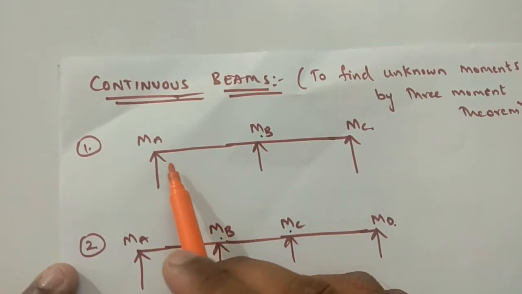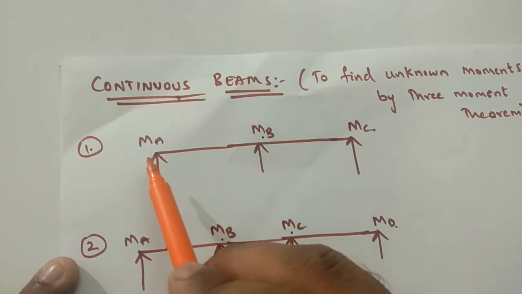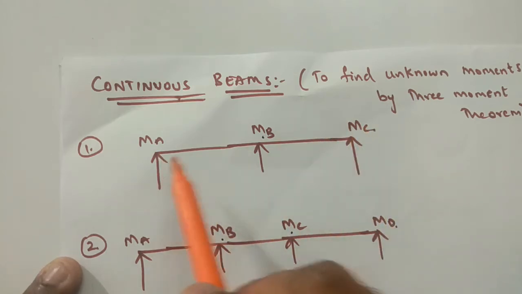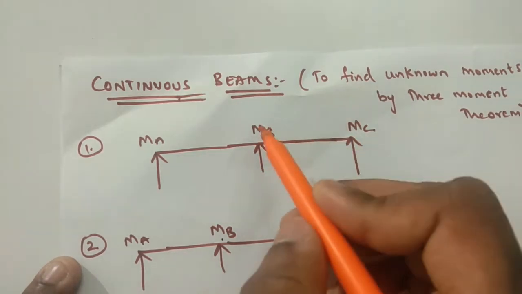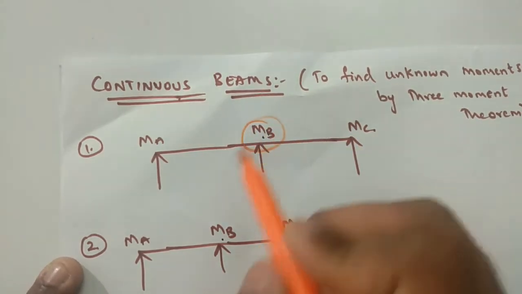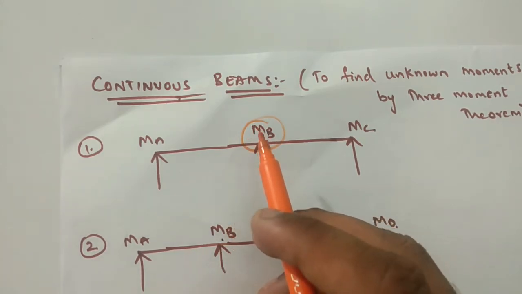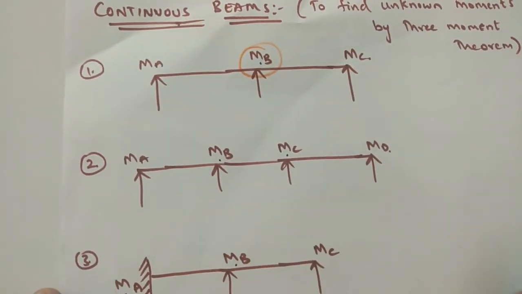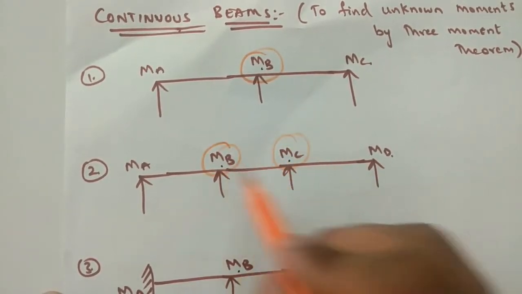In the first case, you see a continuous beam with three supports. We know the moment at support A is 0, as it is a simply supported end. Moment at A is 0 and moment at C is equal to 0. We don't know the value of MB, so our unknown is MB in this case. By applying Clapeyron's three moment theorem, we can find the value of MB. Similarly, in this case we can find the values of MB and MC, as these are unknowns.